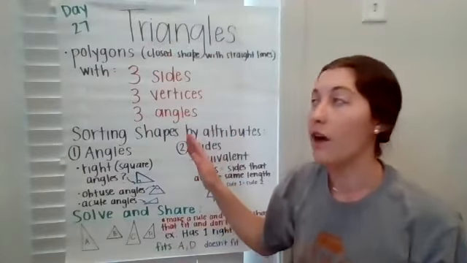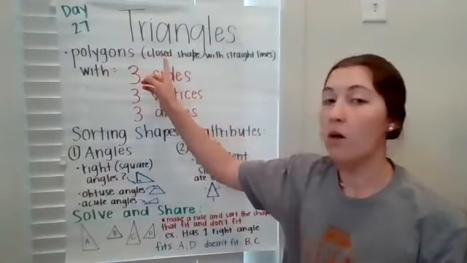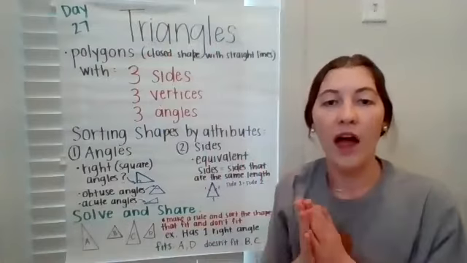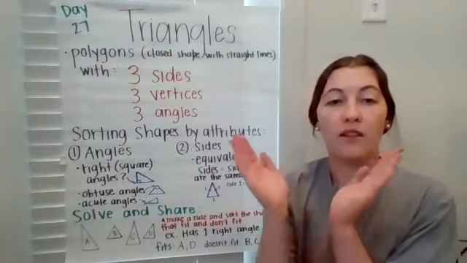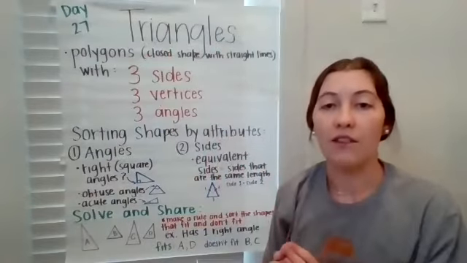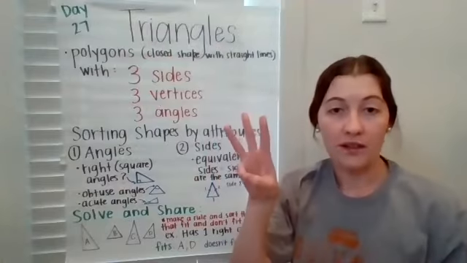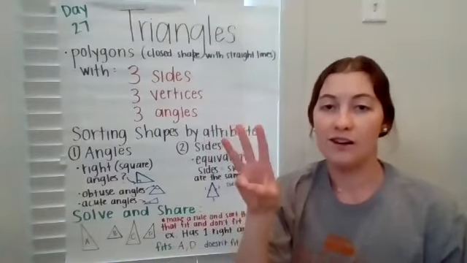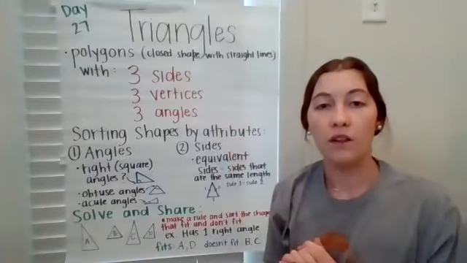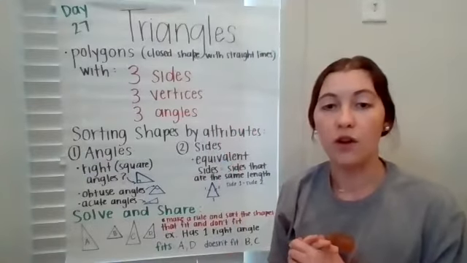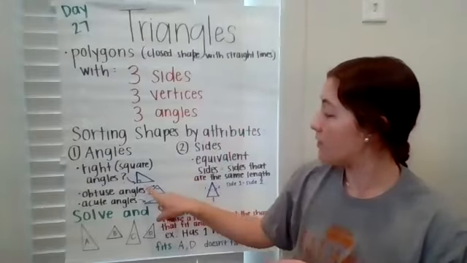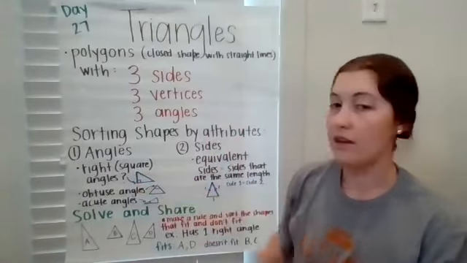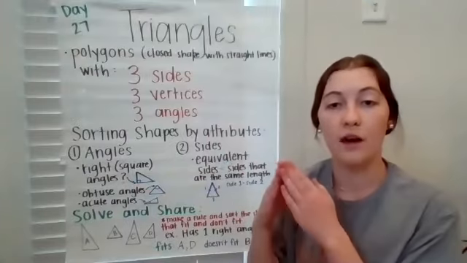A triangle is a polygon, which is a word for a closed shape with straight lines. So it's not curved like a circle, and it doesn't have any openings. The sides are all closed. And then it is a special type of polygon that has three sides, three vertices, and three angles. So when we are looking at a triangle, we're looking for shapes like the ones down here that have three sides, three angles, and then three vertices at the tips of where the sides come together.